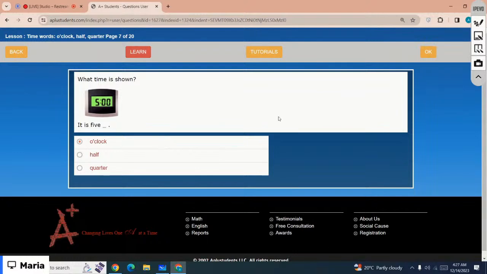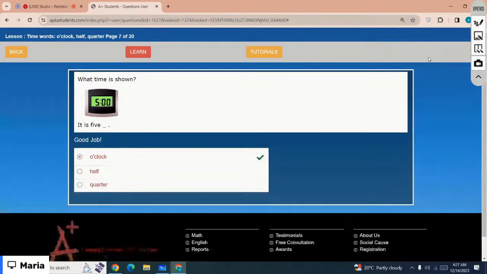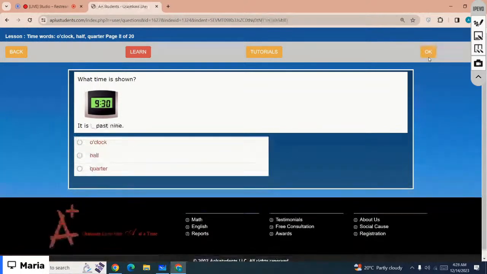That is 5 o'clock. Okay, what time is shown? Which is the correct option? That is 9:30, right? That means half past 9. The correct option is half past 9.